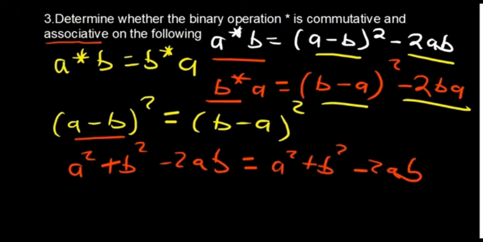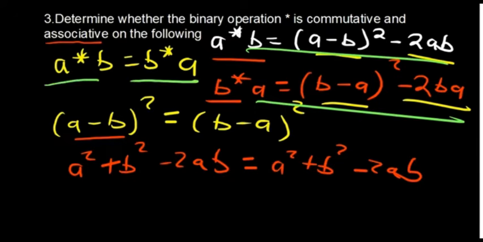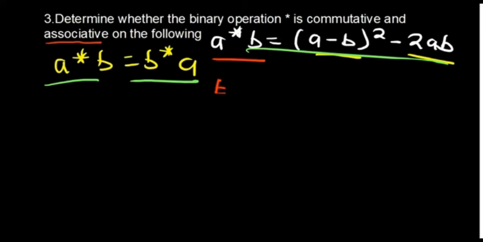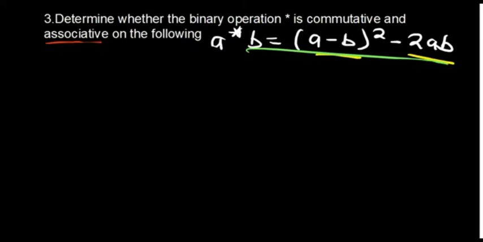So since these are the same, what can we say? We can say that since A star B is equal to that, the binary operation is commutative. In a case where you get something else, it's not commutative. Now, how do we show that it is associative?